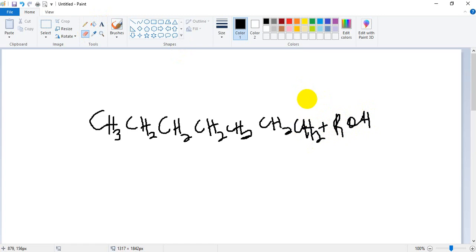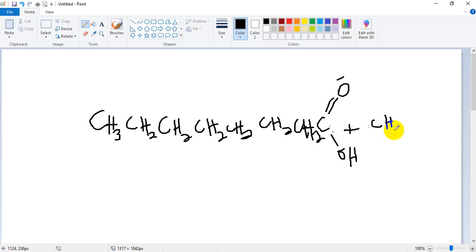Okay, so let me erase this. Then C double bond OH, plus ethanol. Ethanol is alcohol with 2 carbons. OH.